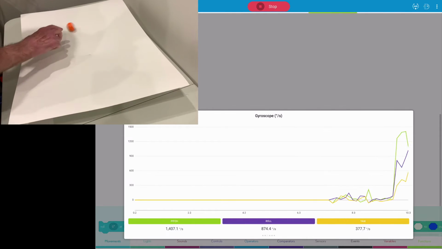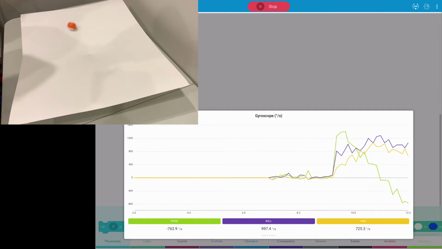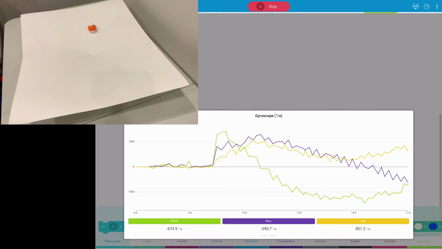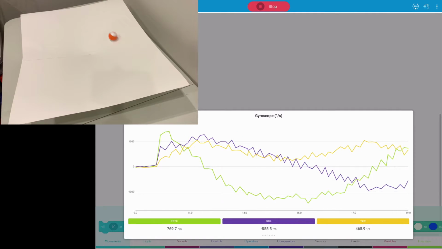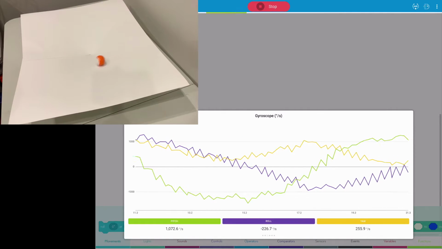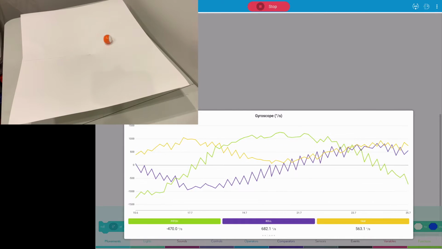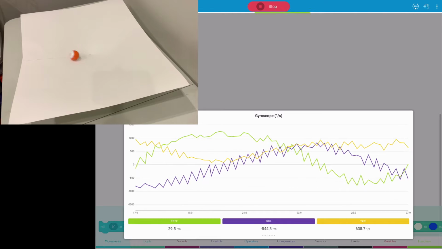So now you see the gyroscope data, pitch, roll, and yaw. The green is pitch, the purple is the roll, and the yellow is the yaw. The rapid variation you see is the rotation. There are three time scales. The rapid rotation gives you the fastest variation here, the quick wiggles up and down.